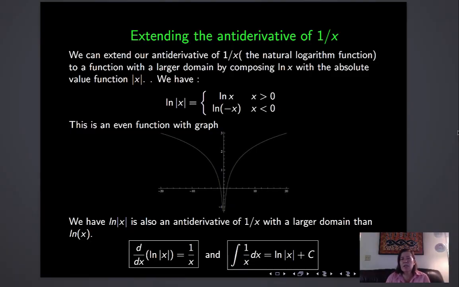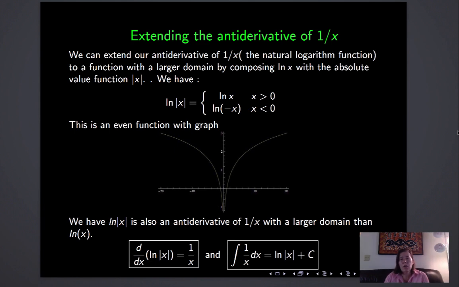And notice this is an even function. The natural log of the absolute value of x equals the natural log of the absolute value of minus x for every x. And remember, the graph of an even function is symmetric around the y-axis. So we just need to draw half of the graph, namely that part to the right of the y-axis, in order to see what the whole graph looks like. The other half of the graph is equal to the mirror image of what's to the right of the y-axis.